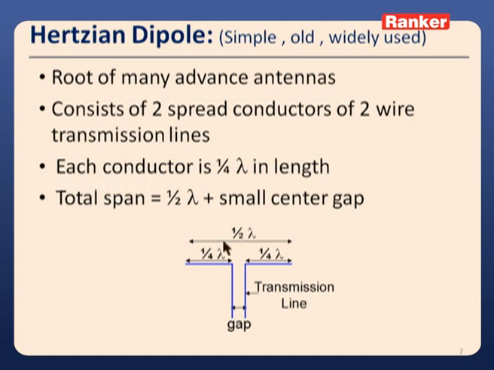So what is the total span of our lambda by 2 dipole? Lambda by 4 for one conductor, lambda by 4 for another conductor. Between them a small gap will be there, but we will ignore that gap, because we are feeding the signal through that gap. So the total length of the dipole will be taken as just lambda by 2. So it is also called a lambda by 2 dipole.